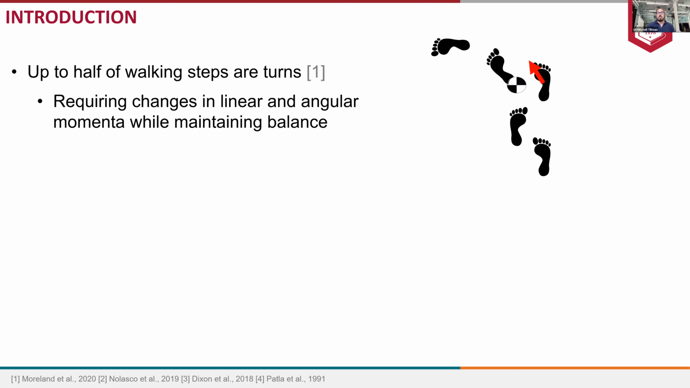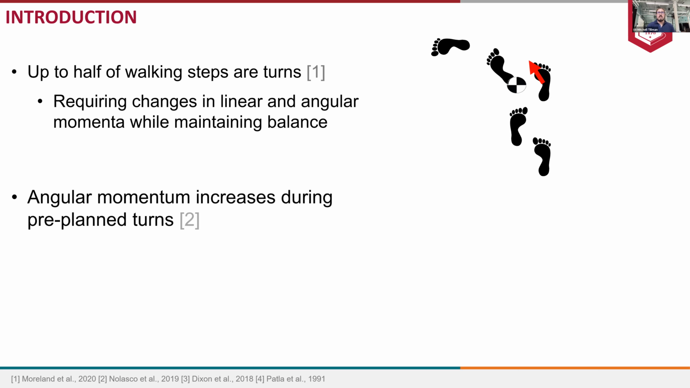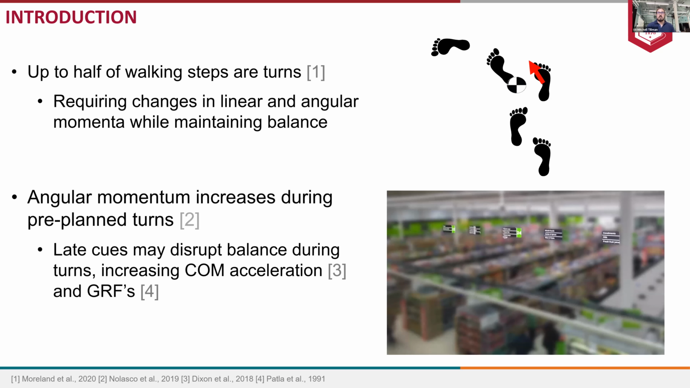Many times we're able to fully pre-plan our turns, and even these turns increase angular momentum relative to straight line gait. However, if the cue to turn is provided suddenly, previous studies have found increases in center of mass acceleration and ground reaction force magnitudes, suggesting that late cues to turn may challenge balance. And we're interested in understanding how a late visual cue to turn affects whole body regulation of angular momentum, such as when a sign in a grocery store comes into view.